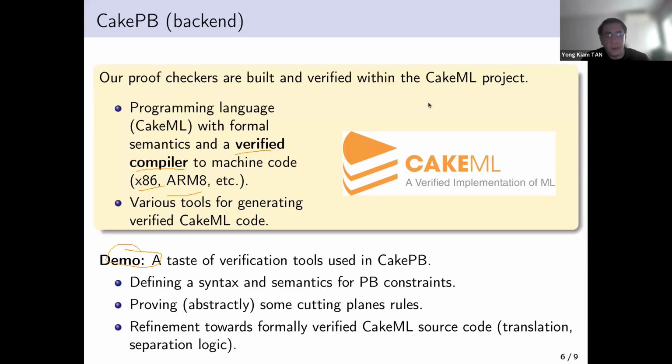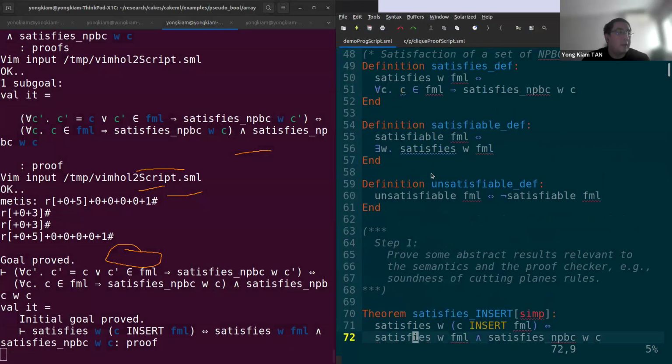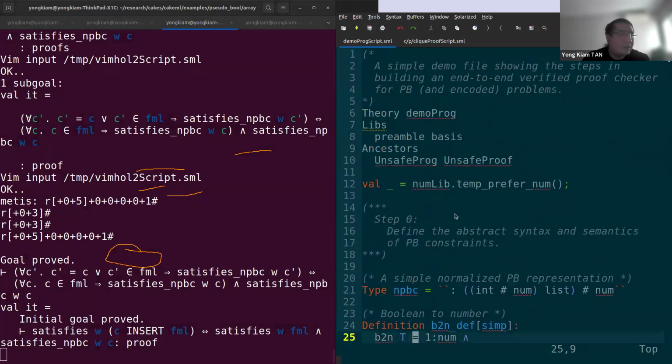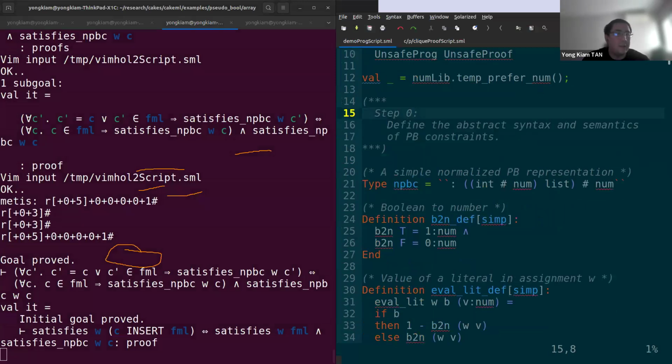Okay, so here's what I want to demo, which is how this verification process works. I haven't really timed this properly, but hopefully we can do it in time. So basically I just have a sequence of, I think, around 10 steps as to how this verification goes about, but I'm not going through all of them, right?